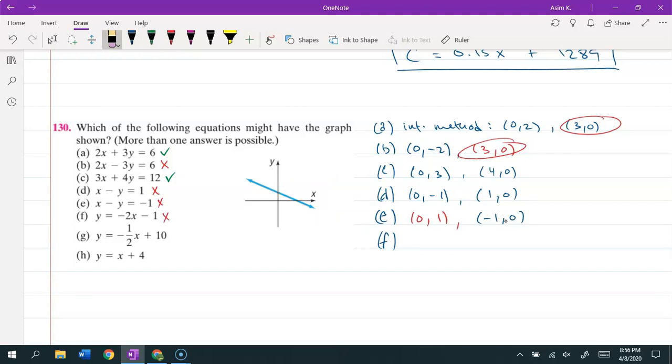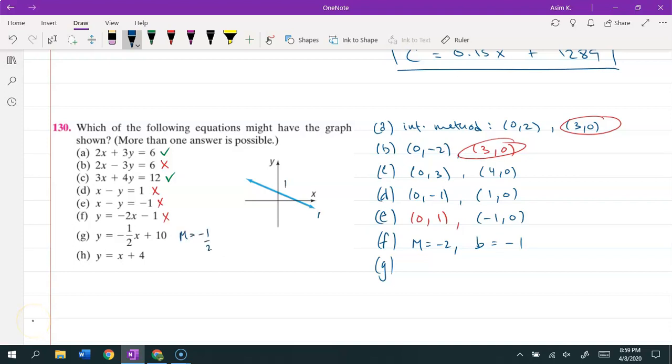Now we go to letter G. And letter G says, so let me just fill this in. In letter F, we said that m is equal to negative 2 and b is equal to negative 1, right? It's a slope of a negative half.